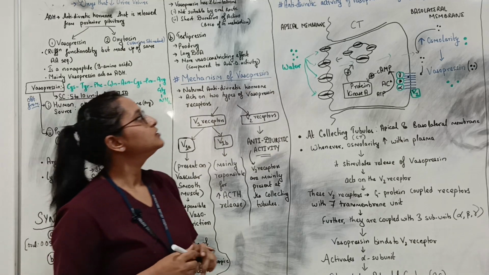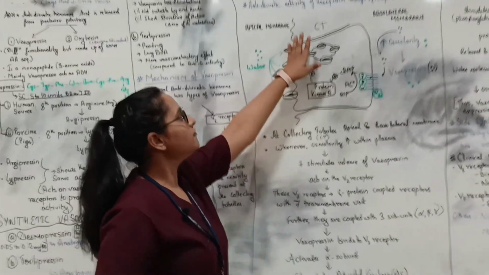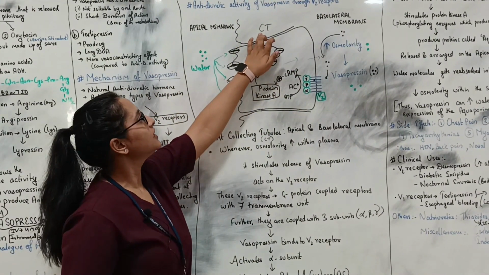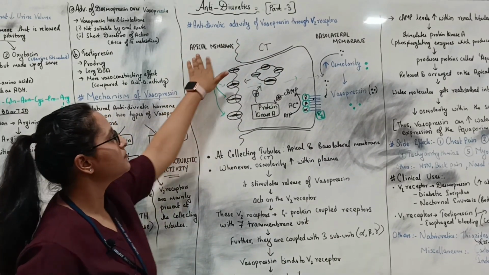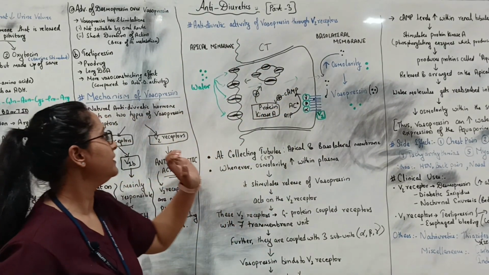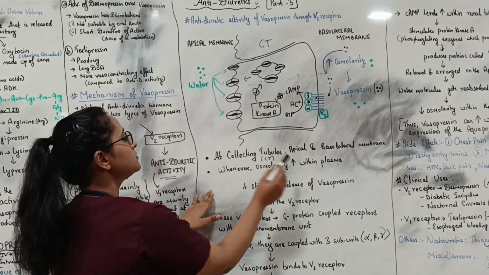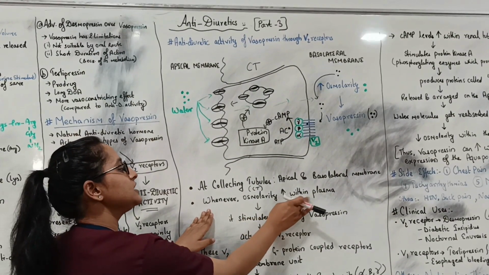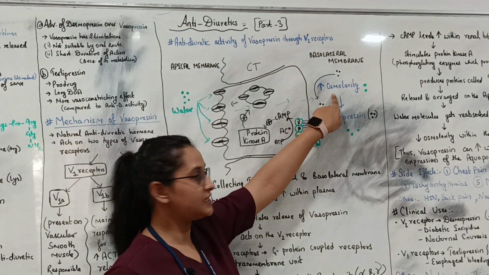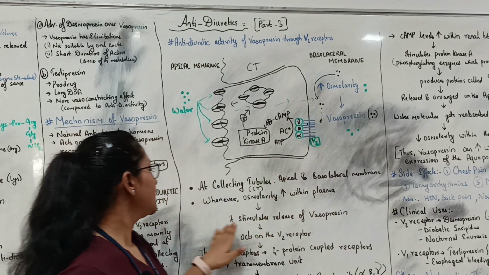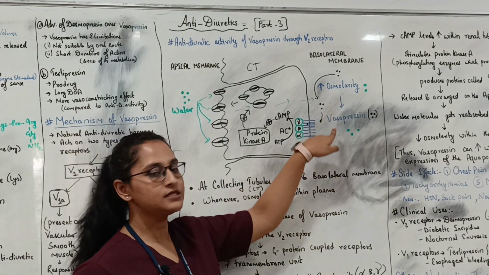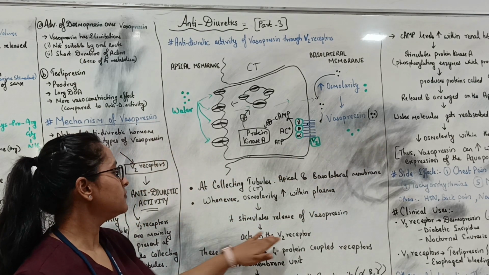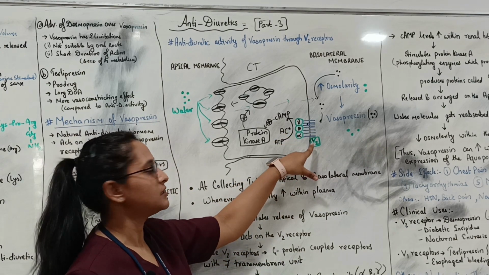Okay. So now we'll see the antidiuretic activity of vasopressin through the V2 receptors. This is the collecting tubule, and here is the apical membrane and here is the basolateral membrane. Fine. And whenever osmolarity is increased within the plasma levels, it stimulates the release of vasopressin. Let's take an example. This is vasopressin, the black dots. Okay, and this acts on the V2 receptors. Here are the V2 receptors.